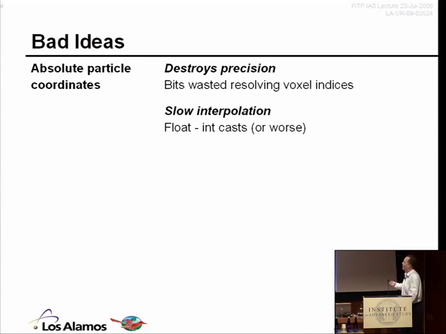You end up wasting a lot of bits resolving voxel indices. It's also bad because you have to do a lot of operations in order to figure out what your fields are at the particle. The position comes in, and you need to do a lot of math to figure out exactly how this guy is positioned within the voxel, and then translating that into the interpolation scheme to get your fields.